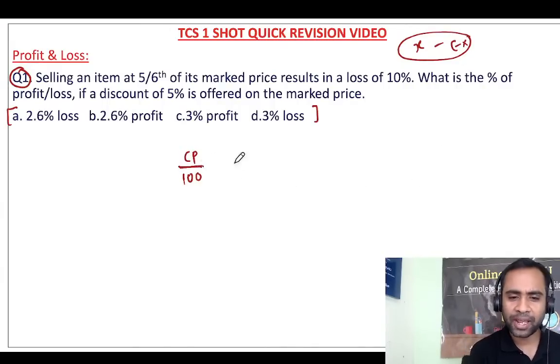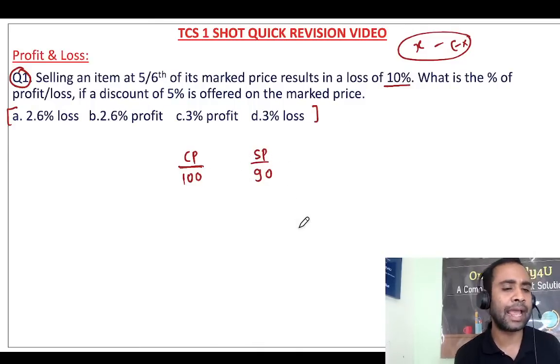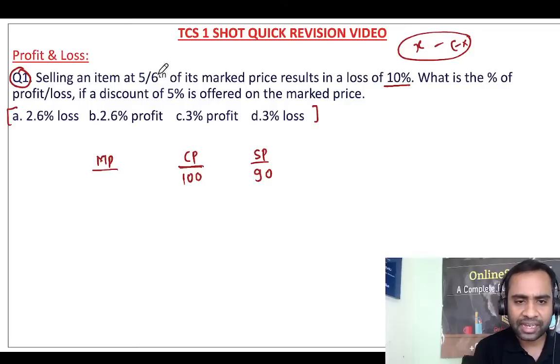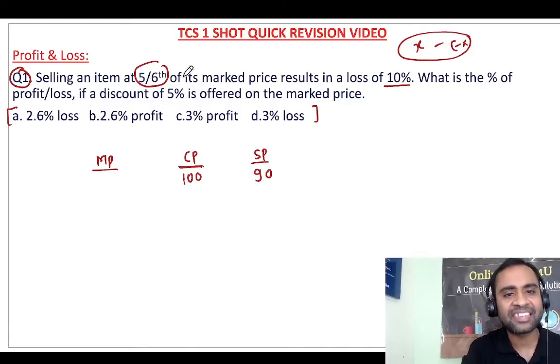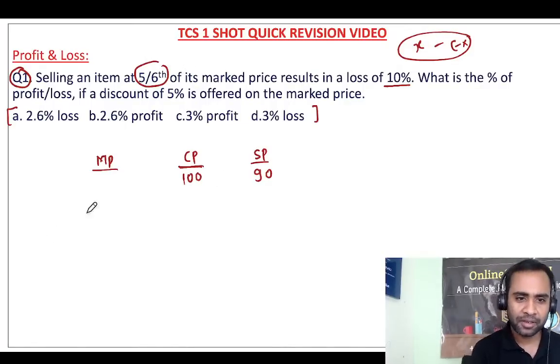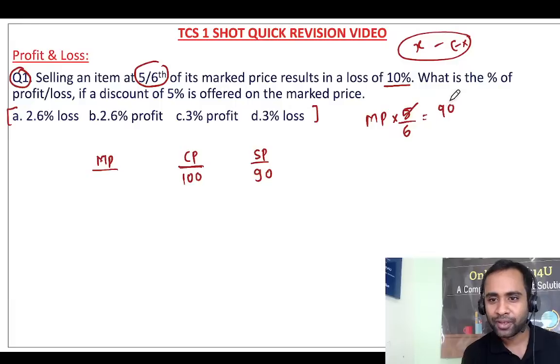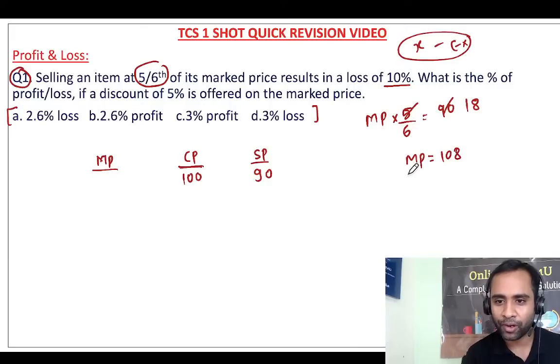So now my cost price is 100 rupees. Then selling an item at a loss of 10%. You are going into a loss of 10%. That means you are selling at 90 rupees. Clear. And then they are telling you are selling at 5 by 6th of its marked price. That means 5 by 6th of the marked price is nothing but 90 rupees. So 5 into 18 times, that means the marked price was nothing but 108.